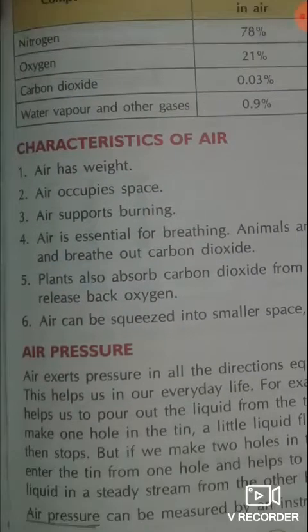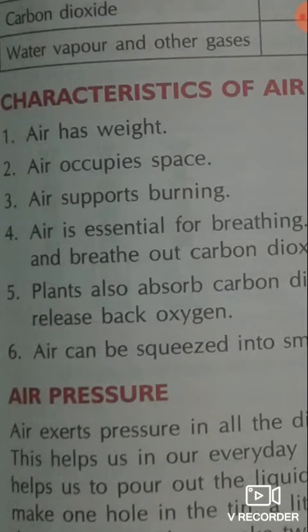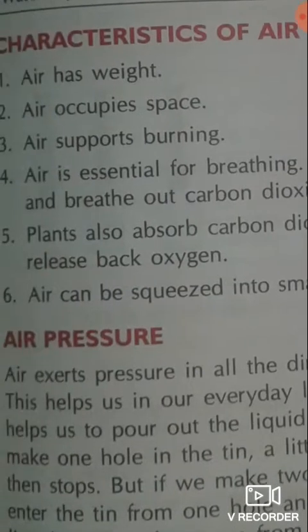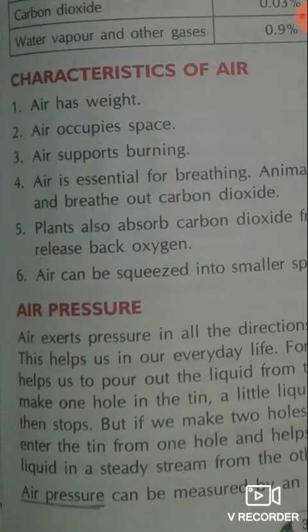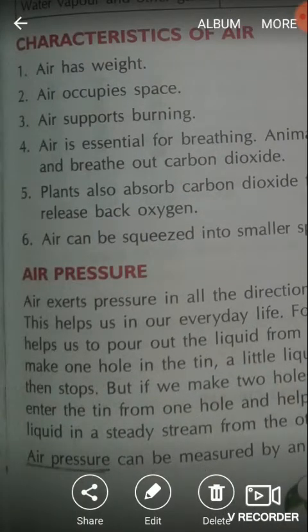Next is characteristics of air. Air has weight. You learned this earlier also. Air occupies space. Air supports burning. Next, air is essential for breathing. Animals and plants breathe in oxygen and breathe out carbon dioxide. So we also, as animals, take in oxygen while breathing and give out carbon dioxide. Plants also absorb carbon dioxide from air and release oxygen back. Plants prepare their food with the help of carbon dioxide. After that, they release oxygen.